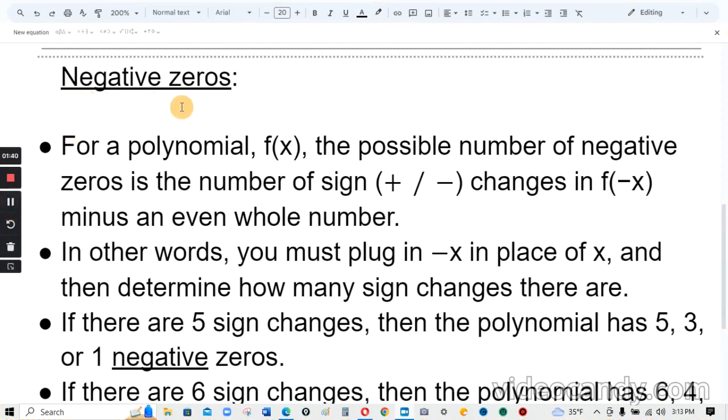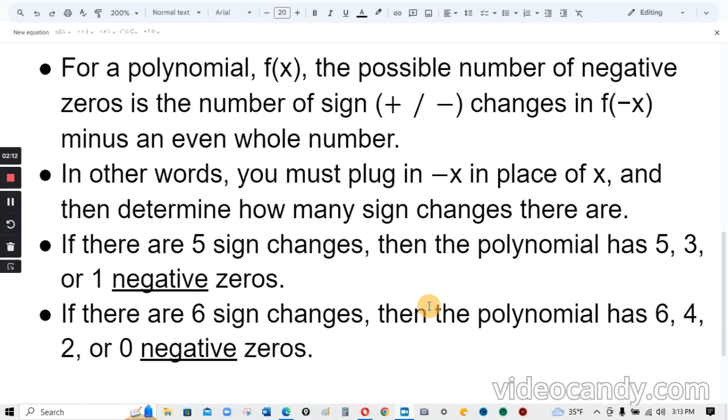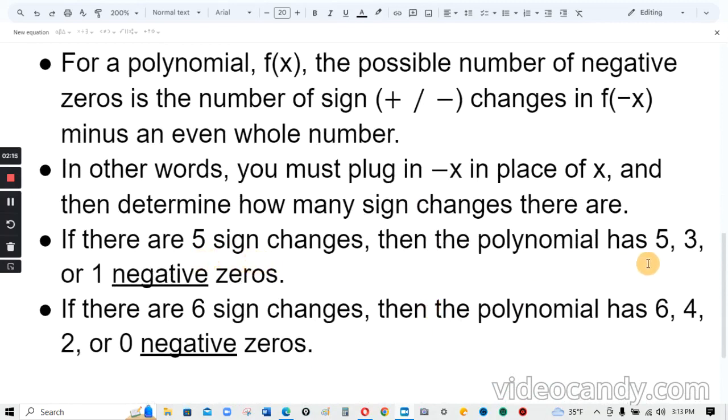Now, for the negative zeros, it's the same thing, with the exception of plugging in negative x in place of x. Okay, so for the polynomial function f of x, the possible number of negative zeros is the number of plus-minus sign changes in f of negative x minus an even whole number. In other words, you want to plug in negative x in place of x and then determine how many sign changes there are. And just like we said for the positive zeros, if there are 5 sign changes, the polynomial has 5, 3, or 1 negative zeros. If there are 6 sign changes, the polynomial has 6, 4, 2, or 0 negative zeros.